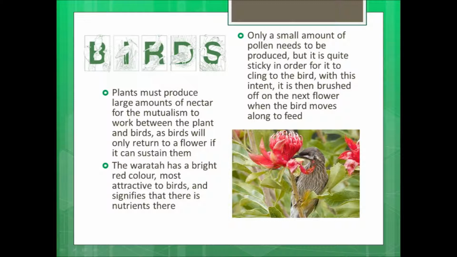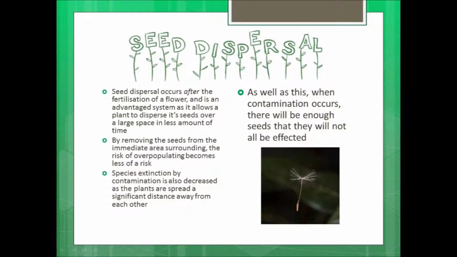Birds are attracted to the color of the waratah, and as the waratah and birds engage in a mutualism, the plant is forced to produce enough nectar so that the birds will return and continue to disperse the pollen of the flower.